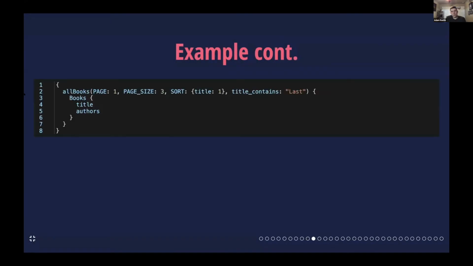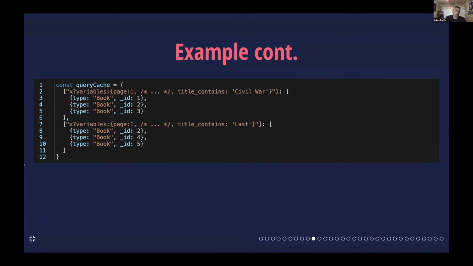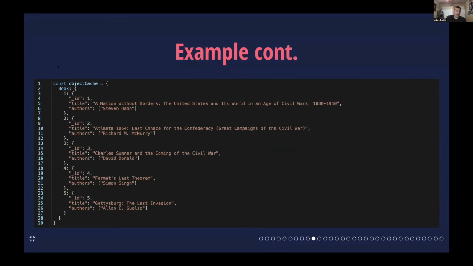And let's say we run a different query. The last query said Civil War. This one just says the word last. And let's say we get these data back. Book number 2 comes back again, and we've got 2 other books that both have the word last in it. So our query cache now has 2 entries in it. The first one, we looked for Civil War, and we got books 1, 2, and 3. And then we looked for the word last, and we got books 2, 4, and 5. And our object cache is getting a little more crowded, but that's okay.